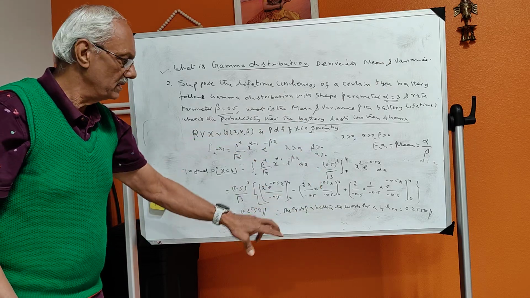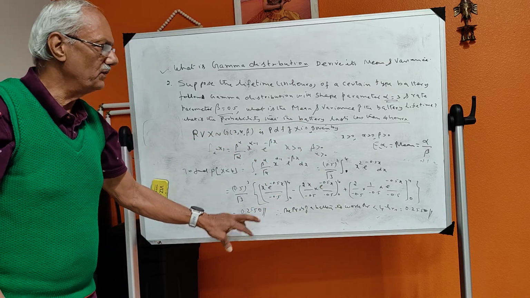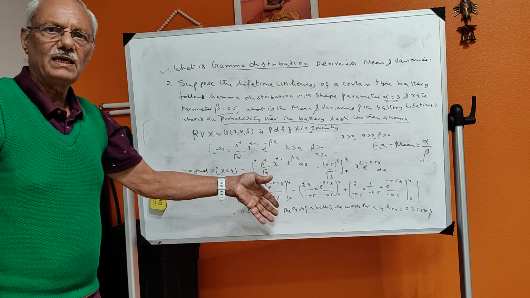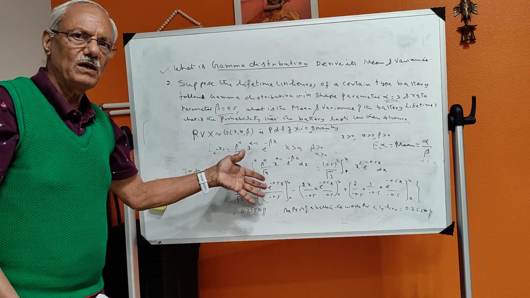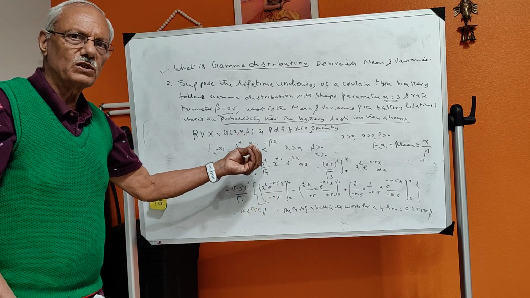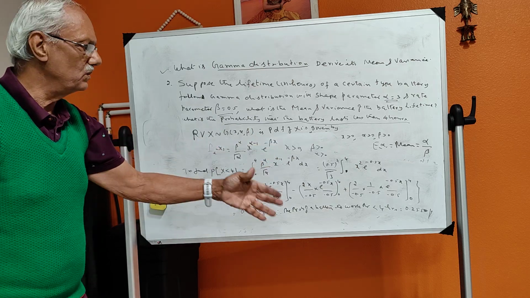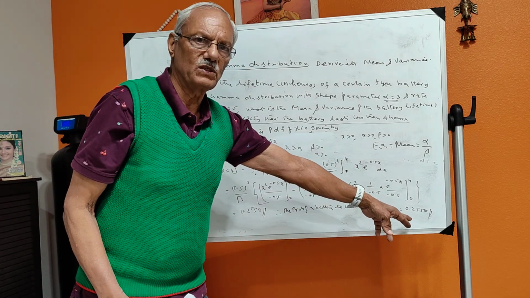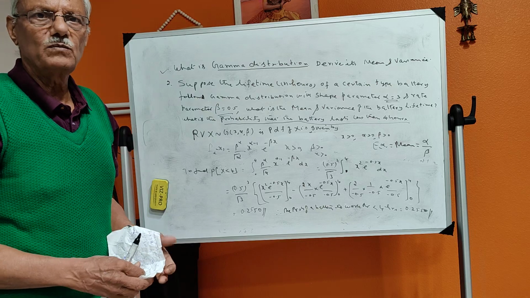If you simplify this, you will get 0.2550. So that means the probability of a battery to last less than 4 hours will be 0.2550. Okay, let's see more problems in the coming days.